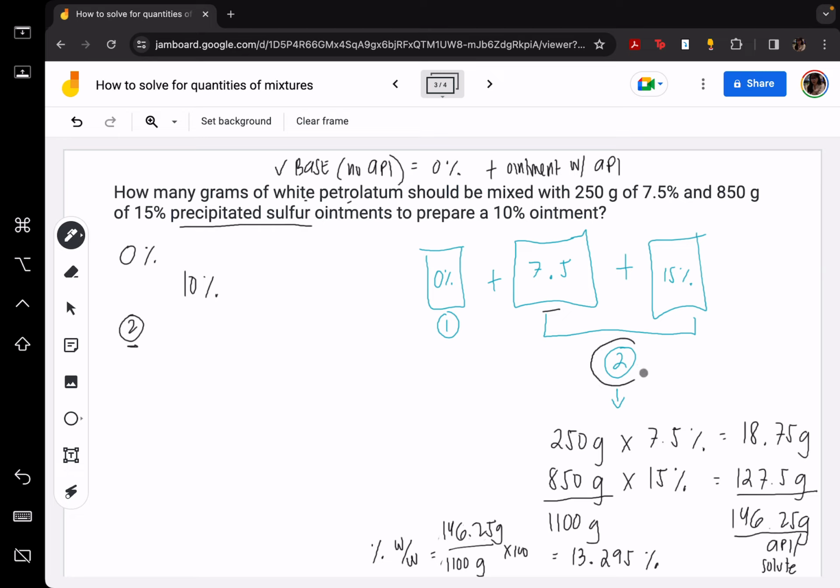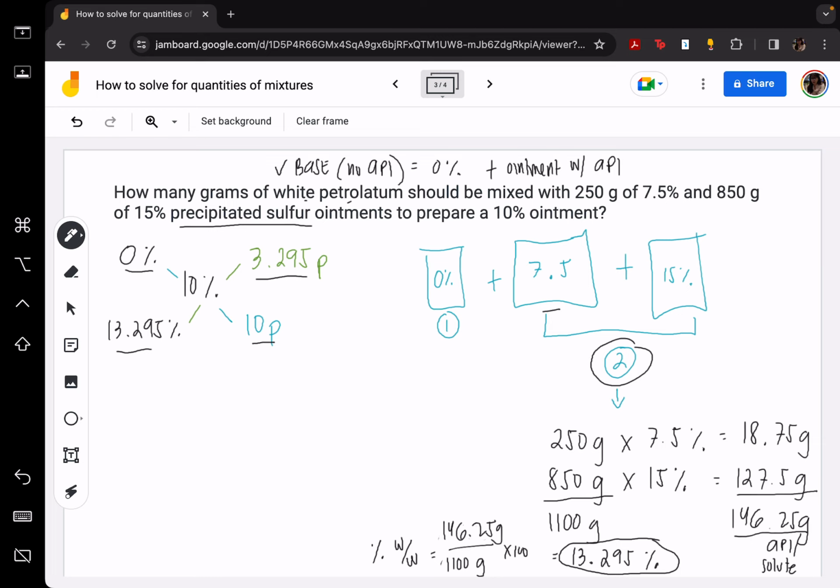So now we can get the second component, 13.295. So we can simply use it here. We can erase this. Okay, I already know what to use, and that is 13.295%. So now we can do the crisscross, the x. This gives you 10 parts. 10 minus 0, 0 minus 10, get the absolute number. And then the other one is this one. Okay, so 13.295 minus 10 is 3.295 parts.